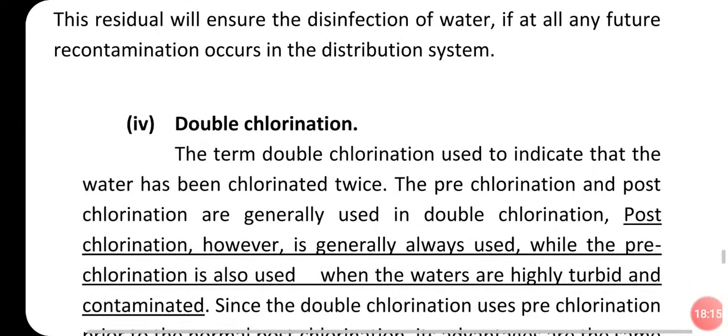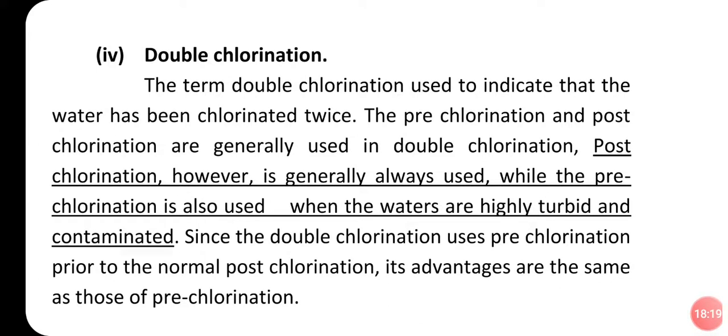Now the next type we will see is what is called double chlorination. Double chlorination means both the chlorinations are done, that is pre-chlorination as well as post-chlorination. What I have told, pre-chlorination will be done before sedimentation or before filtration, and post-chlorination will be done after filtration, which is the last process of the water treatment plant. So pre and post both will be done. In such a case, it is called double chlorination. So the fourth one is double chlorination.